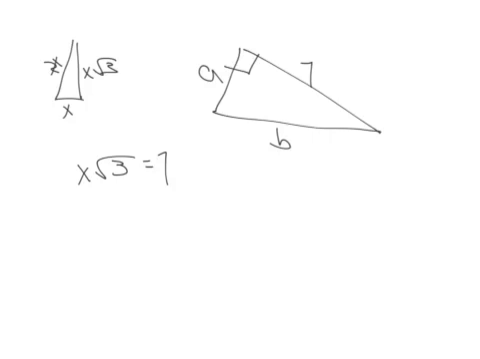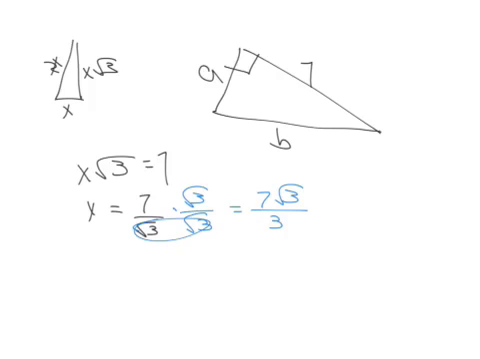Okay? So how do I get rid of this square root of 3? Well, I can divide it. Okay? And remember, I can't have a square root of 3 in the denominator, so I have to multiply top and bottom by the square root of 3. And that gives me 7 square root of 3 over 3. So that's the length of, that is my x. That's this number right here. 7 square root of 3 over 3.